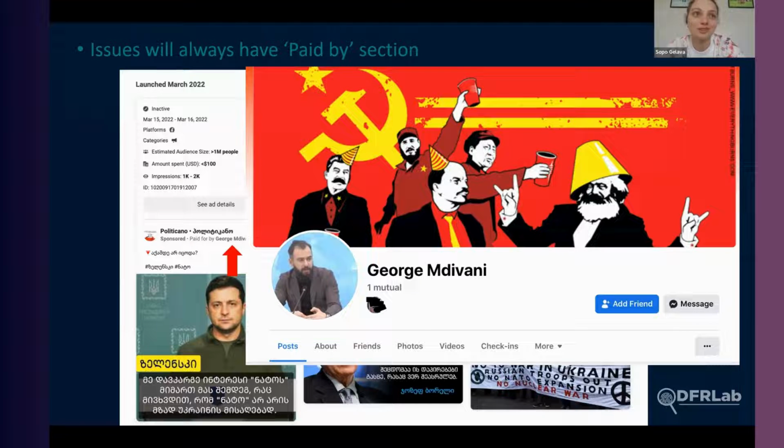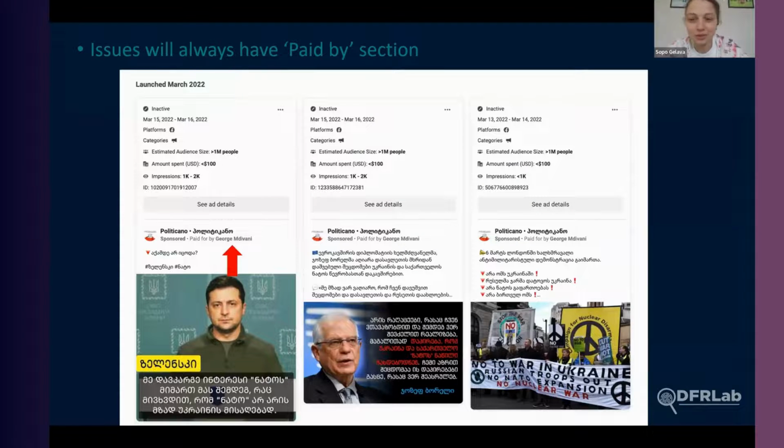But to be honest, this is not the case all the time. Very frequently, we have this situation when the paid for by section repeats the name of the page. And this does not really give us anything, no additional information. Sometimes when the ad is sponsored in the EU, it has some additional transparency policies, but in Georgia, it's not the case. And if we end up with information that Politicano, for example, sponsored posts and Politicano paid for the posts, there is nothing we can do anymore.